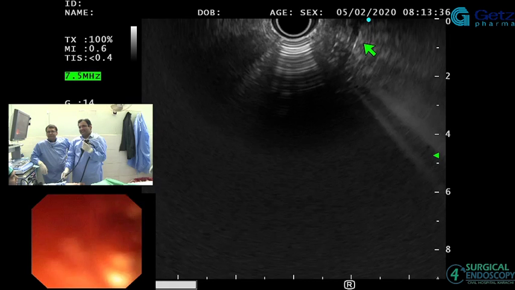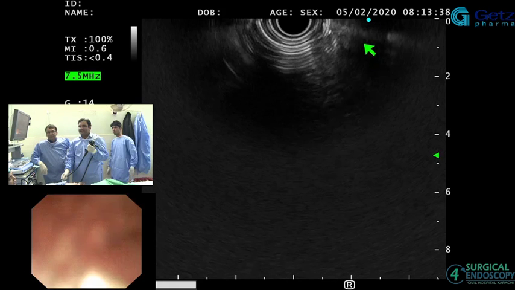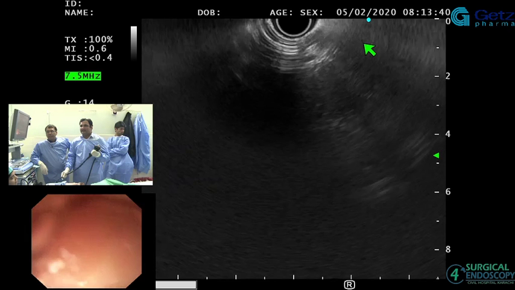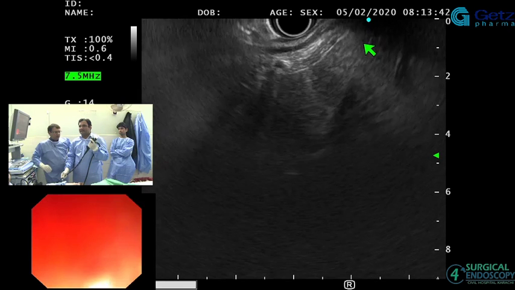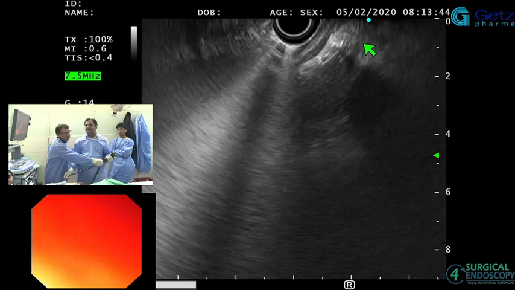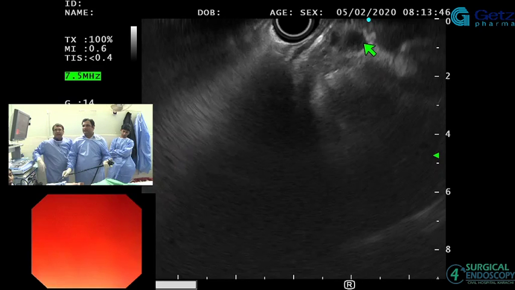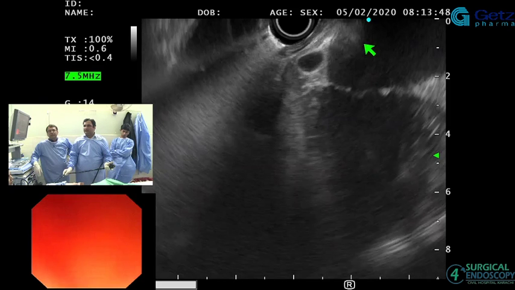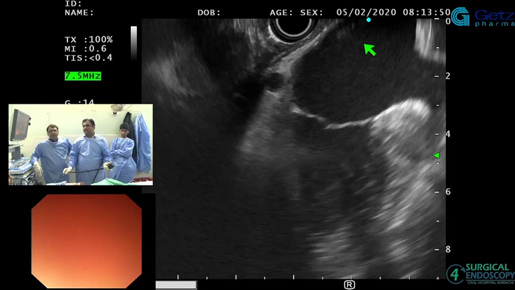Keep pulling the scope back. Keep pulling. Always in neutral position. Keep pulling back. Good. Good. Excellent. Keep coming back. So this is the left atrium. Usko zara pull karo. And yeah. Perfect.